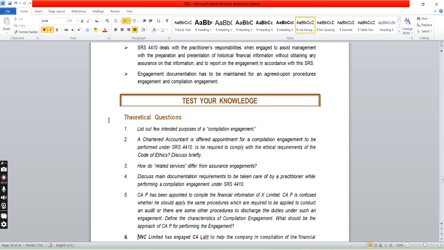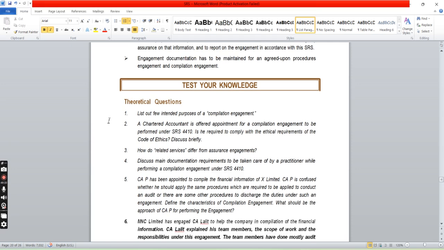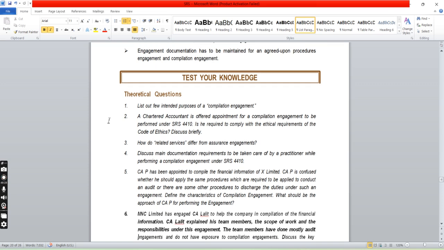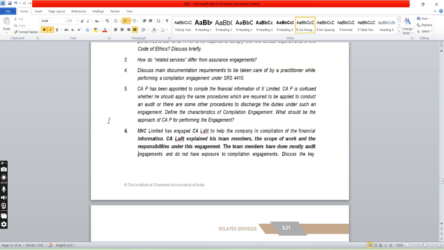List out the few intended purposes. What are the few purposes of compilation engagement? A chartered accountant is offered appointment for a compilation engagement to perform under SRS 4410. Is it required to comply with the ethical requirements of the code of ethics? Discuss briefly. So this is what we have read. How do related services differ from assurance? Because in assurance we give an opinion, in related services we do not. Discuss the main documentation required to be taken care of by the practitioner while performing a compilation. We have to explain what documentation is.